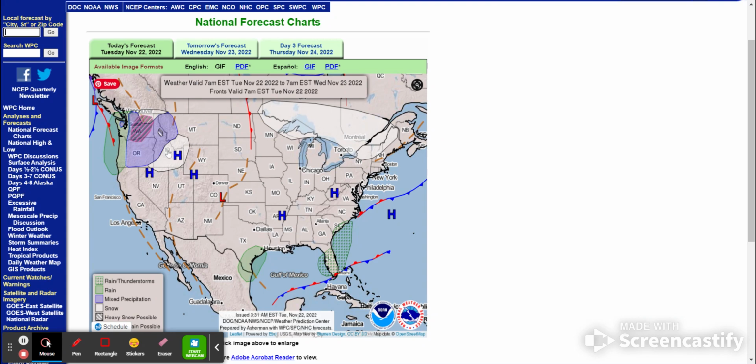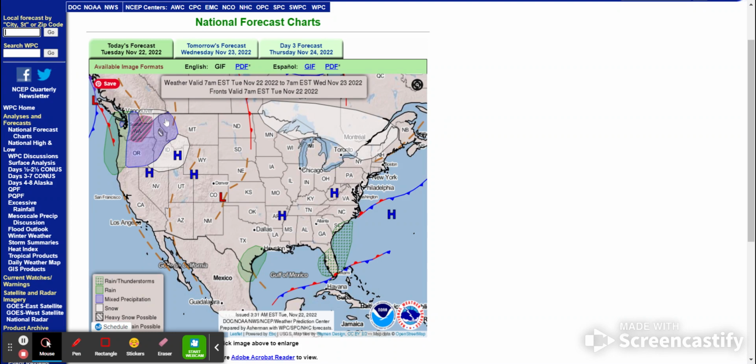There's some white over here. If you look down here, it says snow. That's probably what you guessed. You can also see that the green symbols here are rain and thunderstorms, and we've got some rain and thunderstorms off South Carolina and Florida.